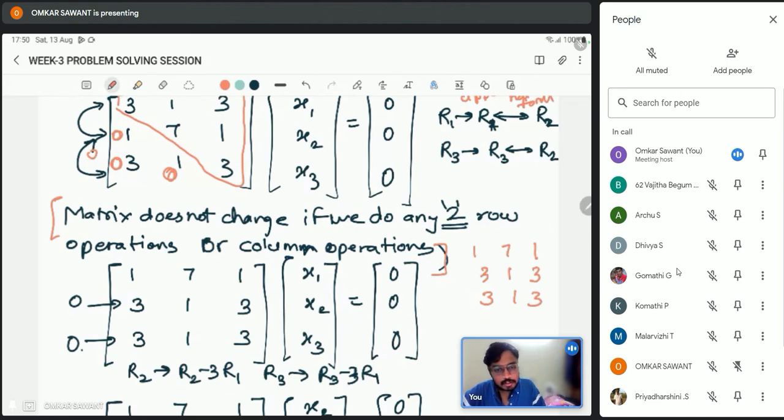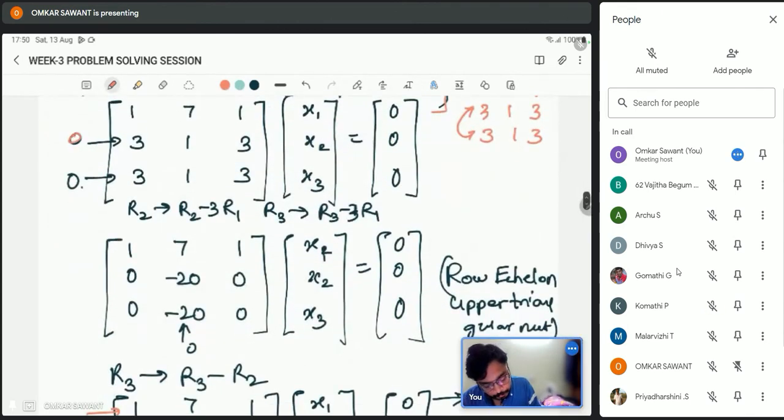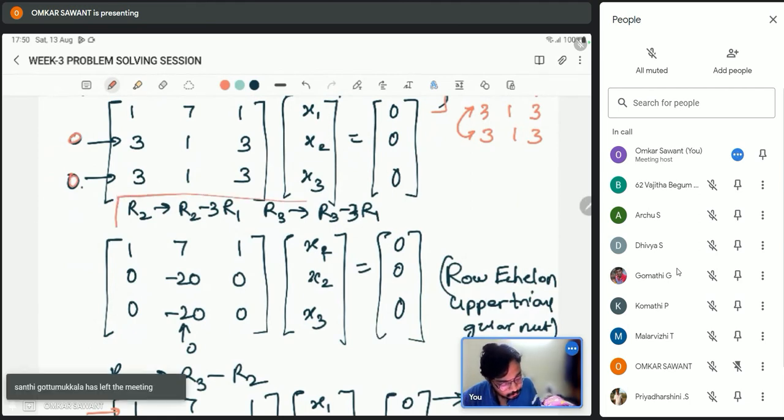Again we will interchange a second time. What will we interchange now, this and this, but both are the same, right? So that will remain as it is. Yes, sir. After this, you make this 0 by simply these operations: R2 minus 3R1, R3 minus 3R1, right?